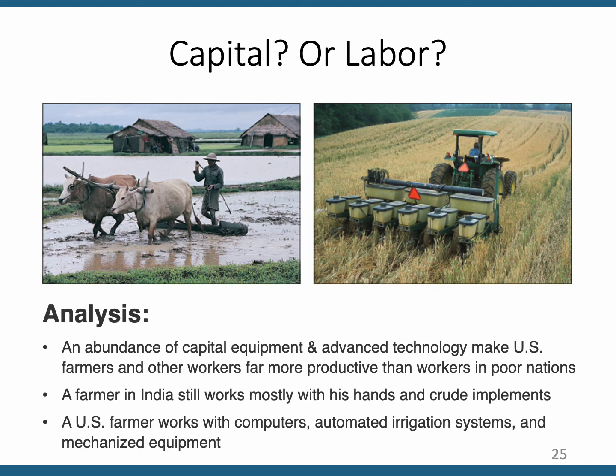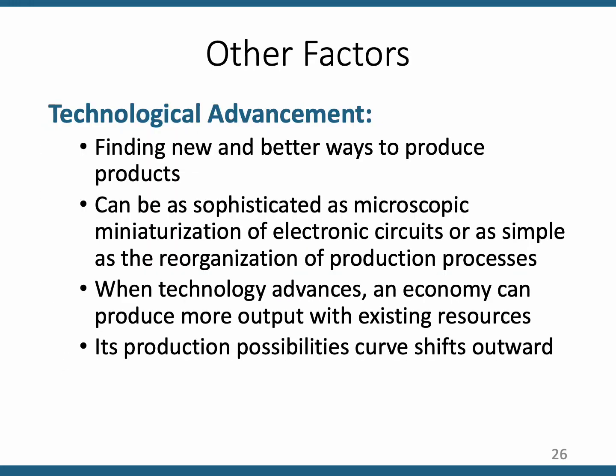That's a picture of a farmer in the United States. Mechanized farm equipment replacing the ox pulling a plow, and use of fertilizer and pesticides, use of automated irrigation systems, computerized systems. These are all the types of capital that the American farmer has to work with, whereas in other poorer nations that can't afford the capital, they're going to be much less productive per worker in the population.